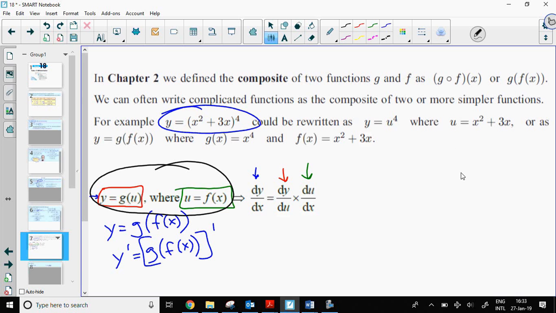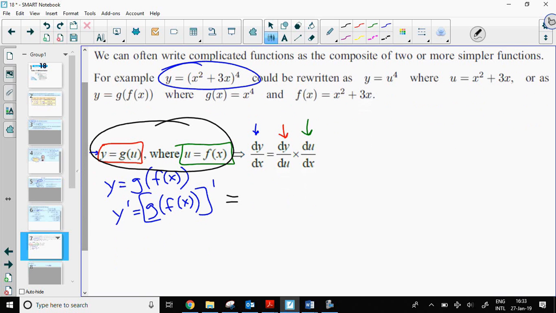But I said I don't like this form. I like to write it in a slightly different way. So here is how I would finish up writing the chain rule. y prime equal to g of f of x prime is equal to g prime of f of x multiplied by f prime of x. That is, verbally, it's the derivative of the outside function with the inside function as its input, multiplied by the derivative of the inside function.